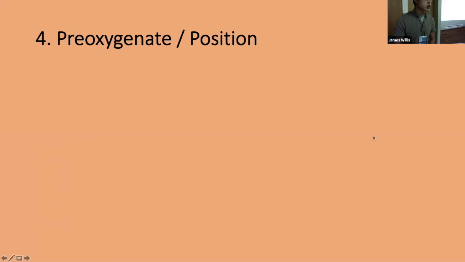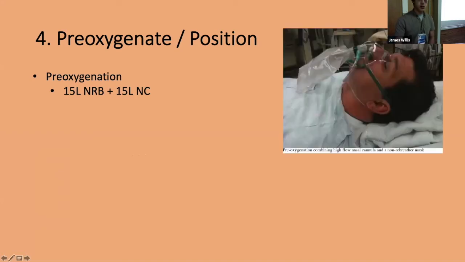Then I'll talk about hypoxemia now. You want to preoxygenate all patients requiring intubation, but it's especially important for hypoxemic patients. You can start with a 15 liter non-rebreather plus 15 liters of nasal cannula. The idea is to wash out the nitrogen at the alveolar level. You want to make sure you create an oxygen reservoir for these patients. Here's a picture of the nasal cannula plus the NRB.